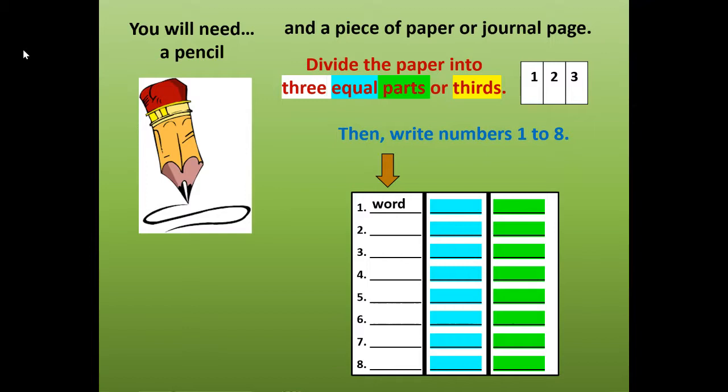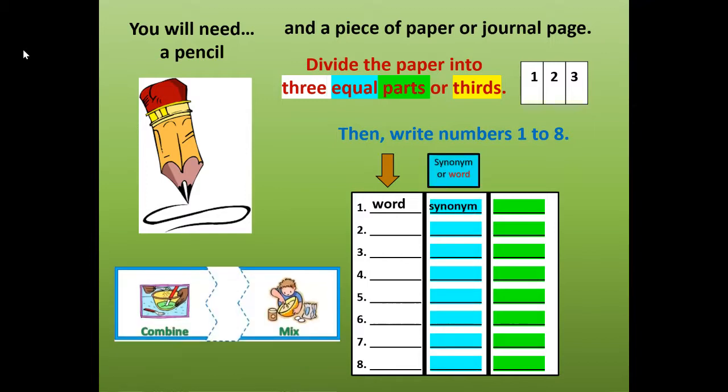After you write your word, in the next column, I want you to write a synonym. A synonym is a word that means the same or is similar. For example, combine is a synonym for mix. And if you don't catch the synonym, it's okay. You could write the word a second time. And then in the third column, I want you to draw a quick picture or sketch to help you remember each of the words or phrases.